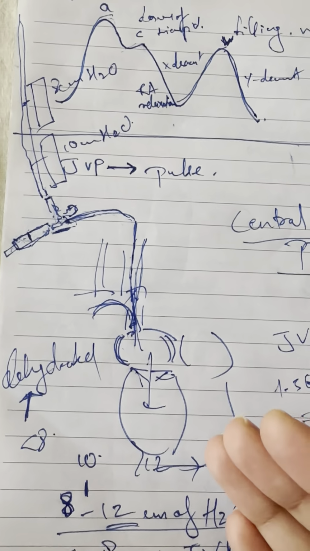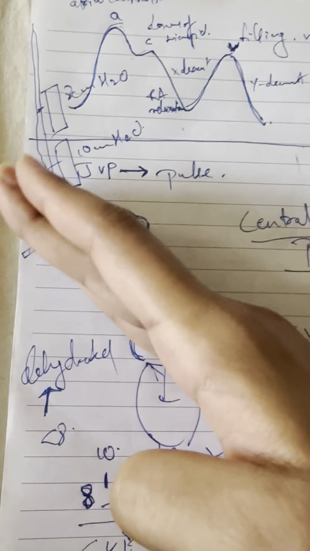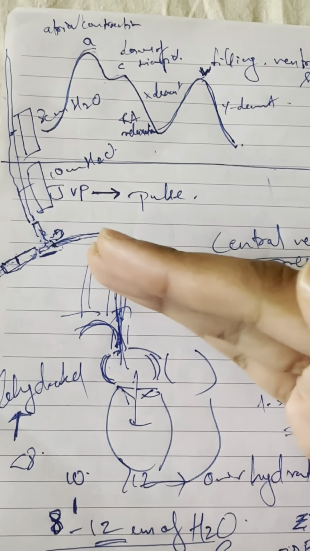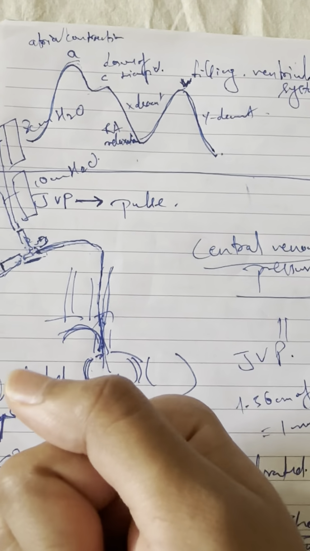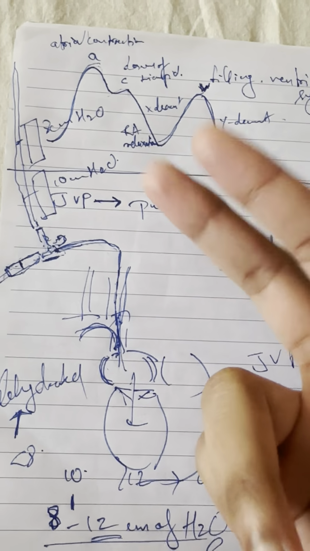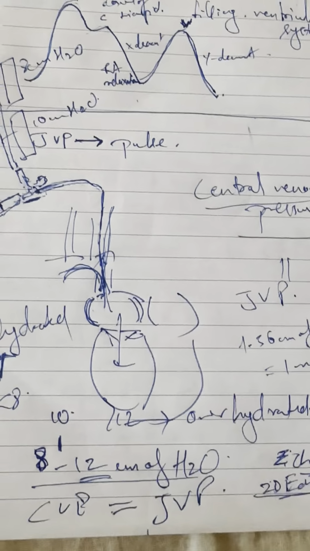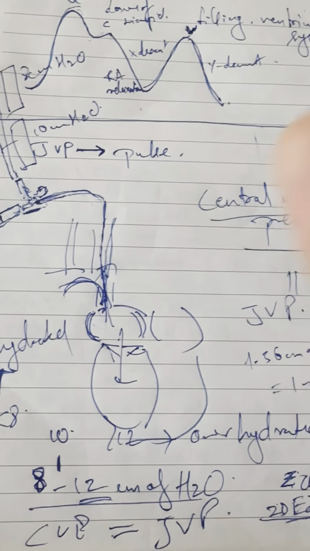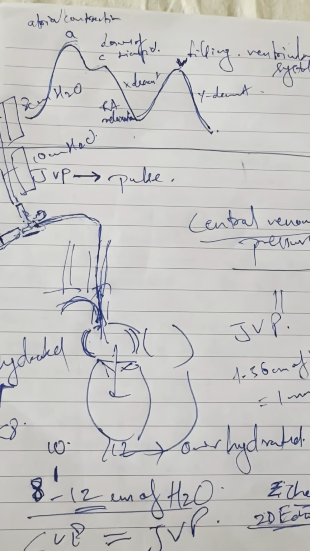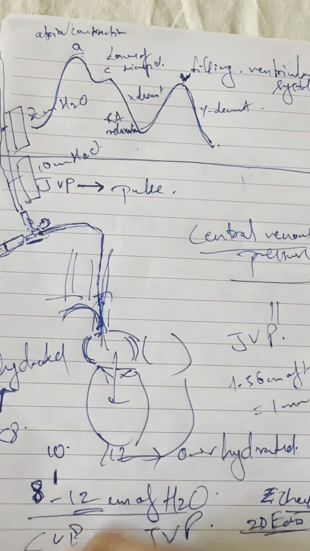For measuring the JVP, we let the patient lie down at a 45-degree angle on the bed and we ask him to turn his head to the other side so that we have prominence of the sternocleidomastoid muscle. Just behind it, we have the jugular venous pulse. Note that contrary to that, anterior to the sternocleidomastoid, we'll have the carotid pulsations.